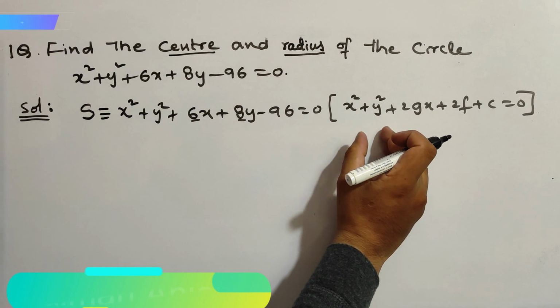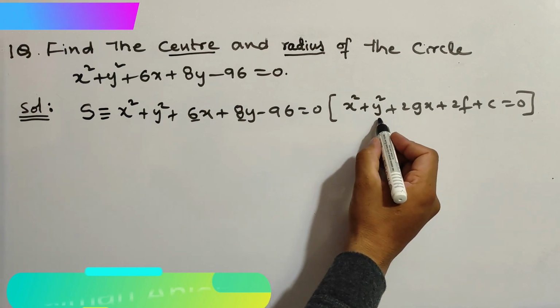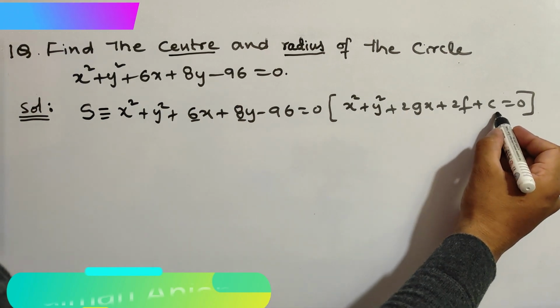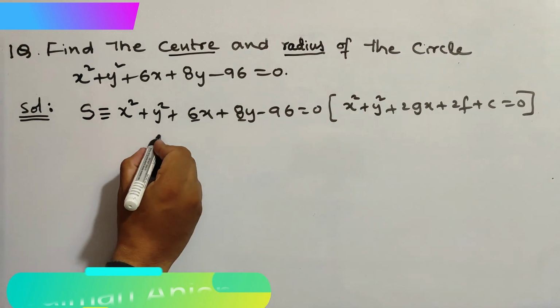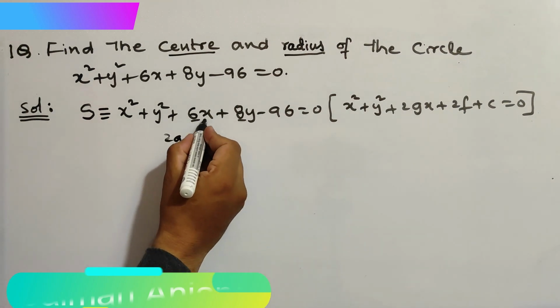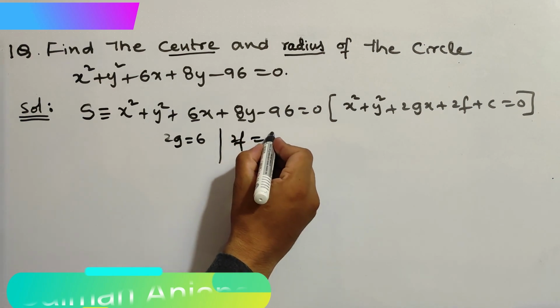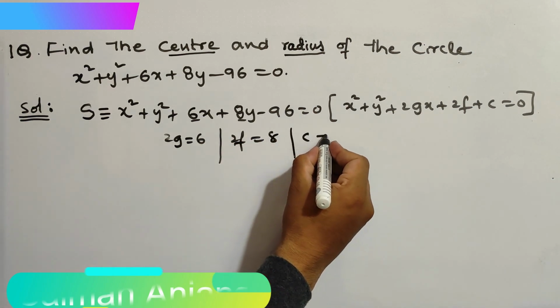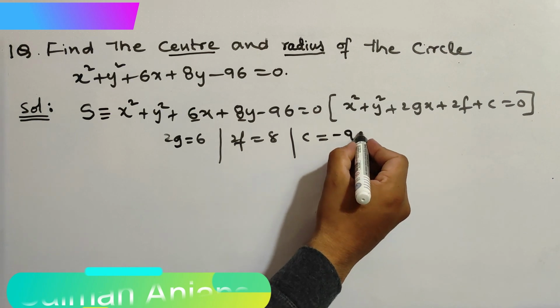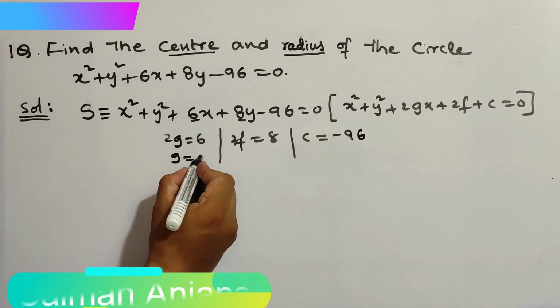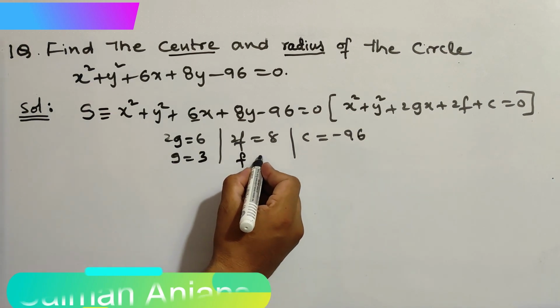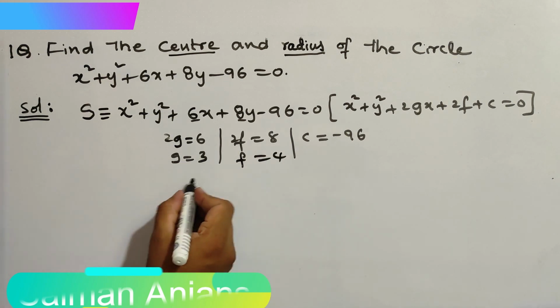Compare the given circle with the general form, that is x square plus y square plus 2gx plus 2fy plus c equals 0. Now the value of 2g, meaning the x coefficient, is 6, the value of 2f, that is the y coefficient, is 8, and the value of the constant c is minus 96. g equals 6 by 2, that is 3, and f equals 8 by 2, that is 4.